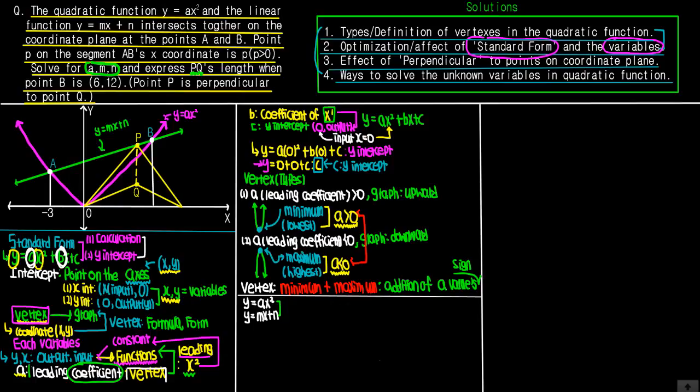So there are, they said they have the points A and B, and these two, the quadratic and linear function, intersect together at points A and B on the coordinate plane. And for A and B, B is given. B point will be, according to our equation, (6, 12).